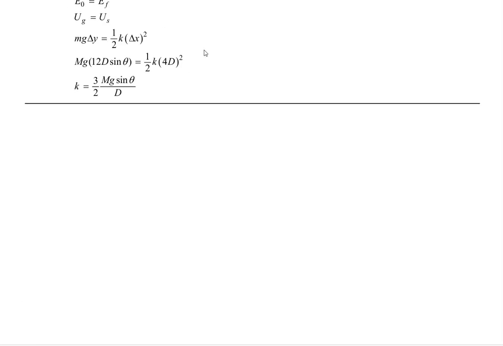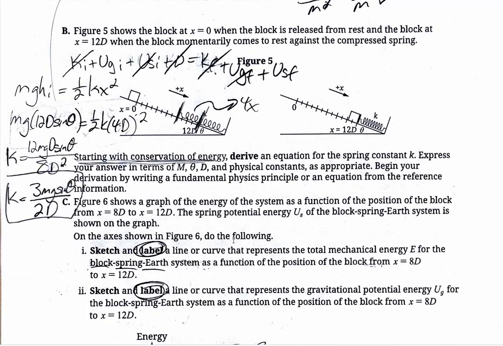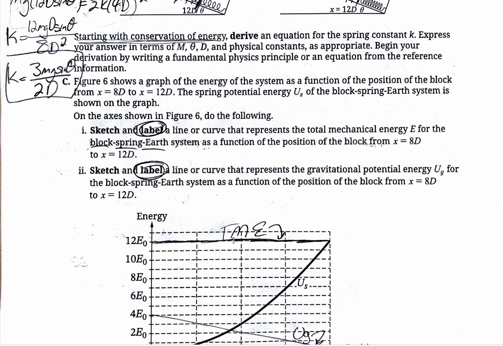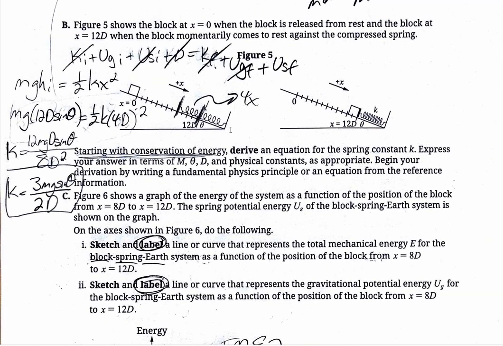Alrighty then. So there's your correct answer. You can do this one on your own. Sketch and label. Crazies. Some of you didn't label in some of the practice that we've done. If it says label, it's actually bold. Bold means better do it. Sketch means plot points. All right. Sketch a line or curve that represents the total mechanical energy from 8D to 12D. So that's from when we hit the spring until we come to a stop.